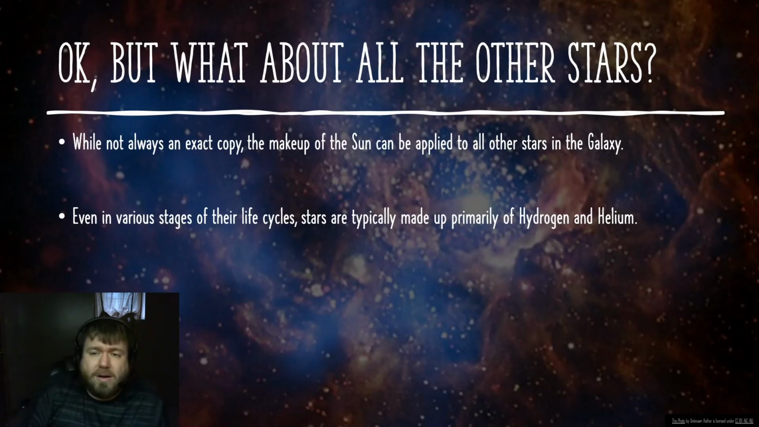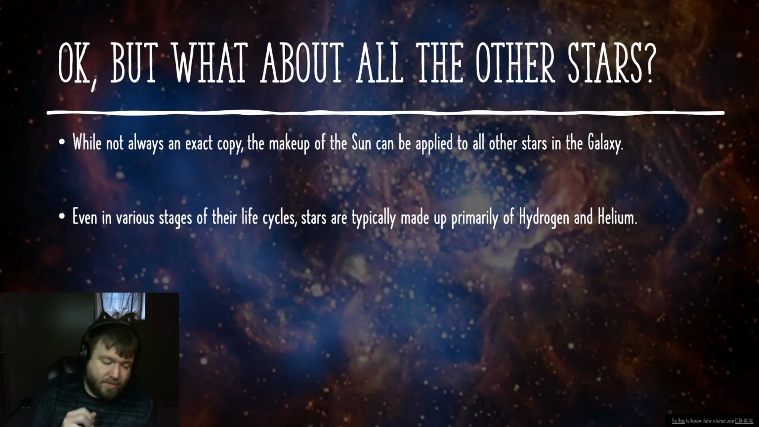Okay, but what about all the other stars? You know, we're getting into the portion of the text about stars. So, while not always an exact copy, the makeup of the sun can be applied to all other stars in the galaxy. All stars in our galaxy are made up of the same materials. Now, obviously, the size is different. You know, not all stars are the same size as our sun. There are some that are much smaller, and then there are others that are massively bigger than our sun. Our sun is not the biggest. You know, it's not the smallest.